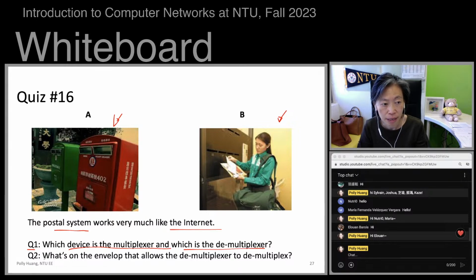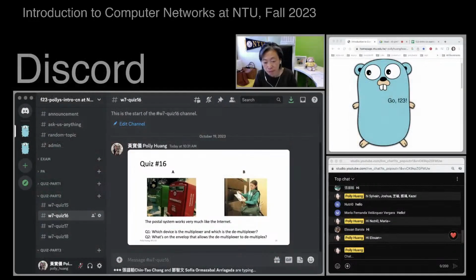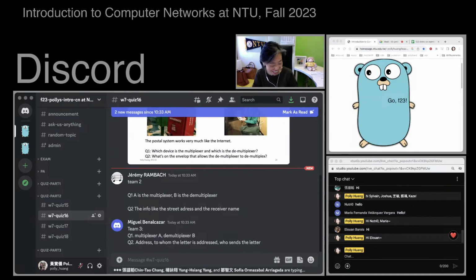Q2 asks, what's on the envelope that allows the demultiplexer to demultiplex? I guess Q2, the question itself, answers part of Q1. So, guys, let's go to the Discord channel W7, quiz 16. This one is straightforward, as you can see. You have 1 minute to think and 1 minute to type it up. And fast solvers also get the bonus. Okay, let's start.